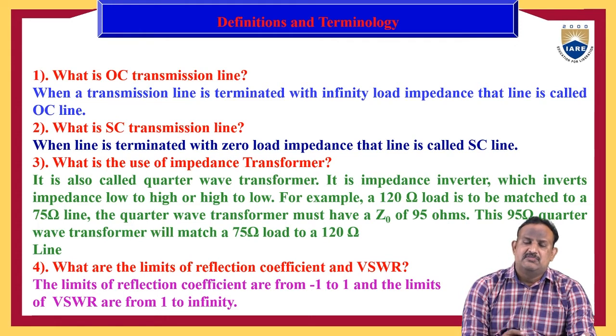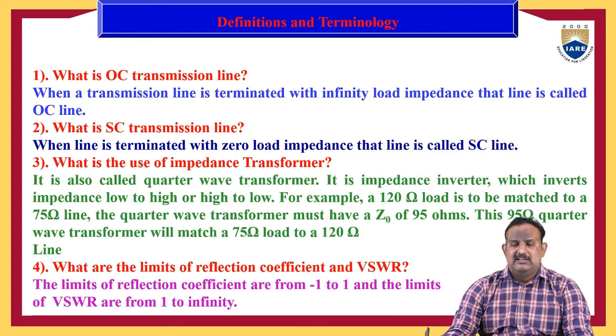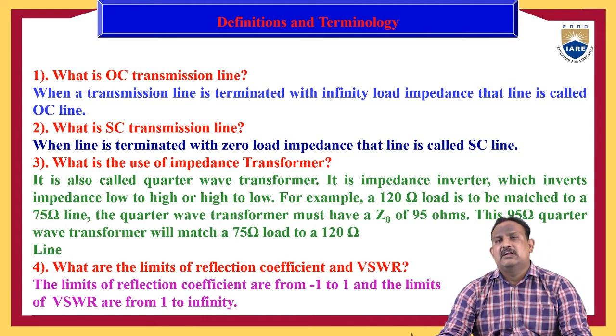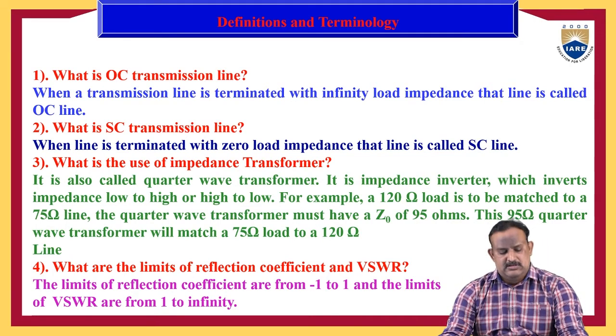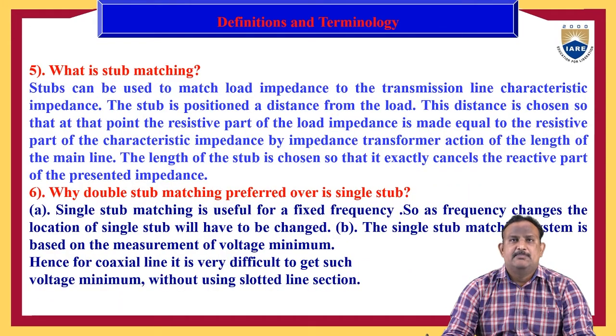Suppose I want to transfer information. When we are transferring the information, we need to increase or decrease the impedance. So here the impedance transformer can decrease the impedance value or can increase the impedance value. So what are the limits of reflection coefficient and VSWR? The limits of reflection coefficient are from -1 to 1, and the limits of VSWR are from 1 to infinity.